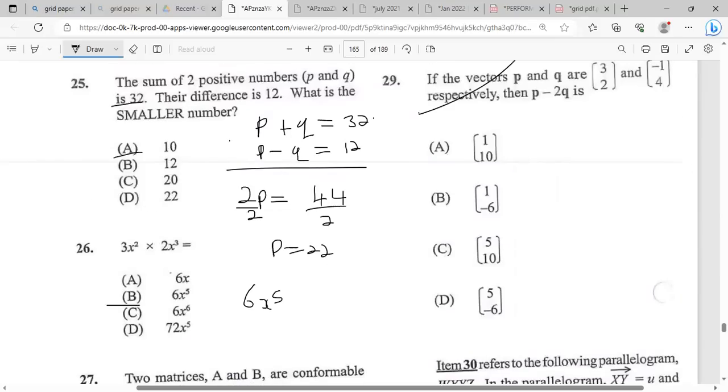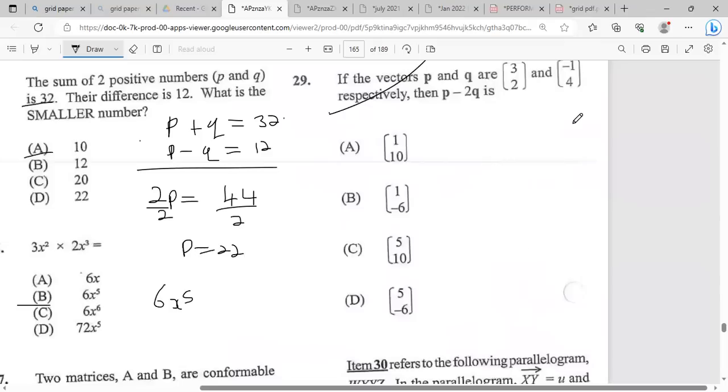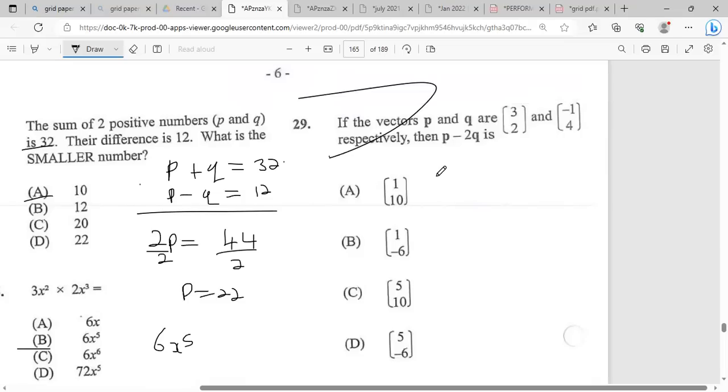If the vectors P and Q are (3, 2) and (-1, 4) respectively, then P minus Q. Some persons are still not seeing this. Guys, just put the minus. Consider it as minus. Don't really consider it as -2. It does not matter though. Even if you consider it as -2, you'll still get the same answer. All right? But consider it as minus.